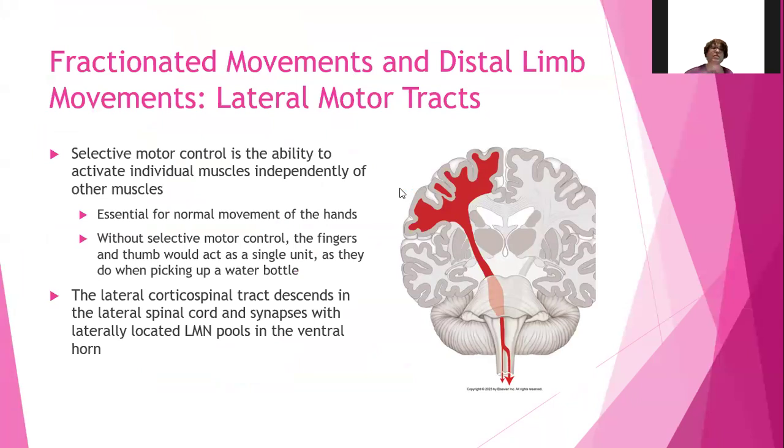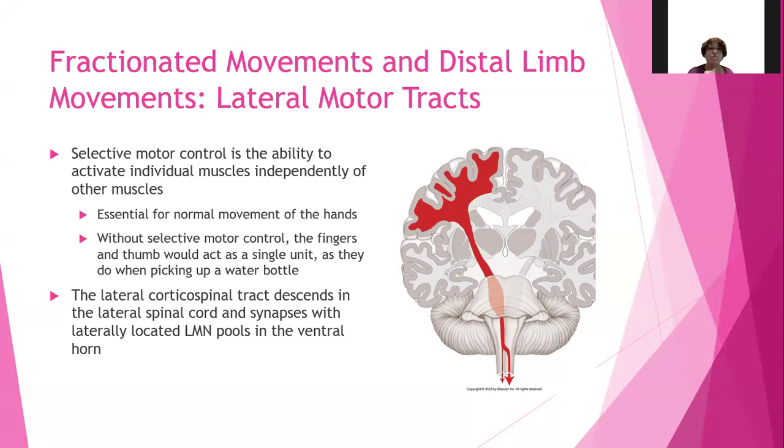So we need selective motor control so we can activate individual muscles independently of other muscles, and that's called fractionation. So it's the difference between being able to move one finger or move your whole hand and arm. The selective motor control is essential for normal movement of the hands. Without selective motor control, the fingers and thumb work as a single unit, and you'd only be able to do one thing and not fine motor skills.